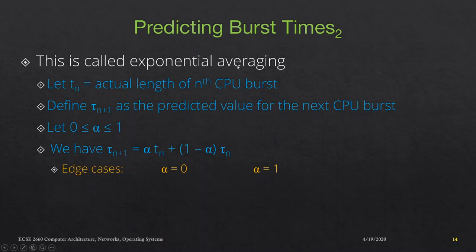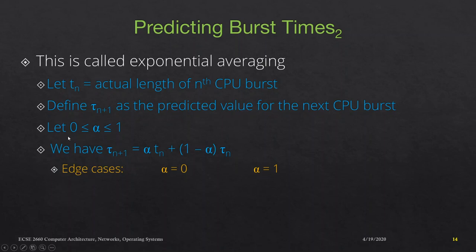This is called exponential averaging, and we can write this algorithm again over here. If we let t sub n, t is for actual or measured, be the actual length of the nth CPU burst for a particular process, then we define the predicted value for n plus 1, the next time step, as the predicted value for the next CPU burst. Alpha, let that be a factor between 0 and 1. So we have the equation tau n plus 1, the predicted value of the CPU burst time for time step n plus 1, equals alpha, the scaling factor, times the measured or actual value of the nth CPU burst time, added with 1 minus alpha multiplied by the predicted value of the nth CPU burst time.